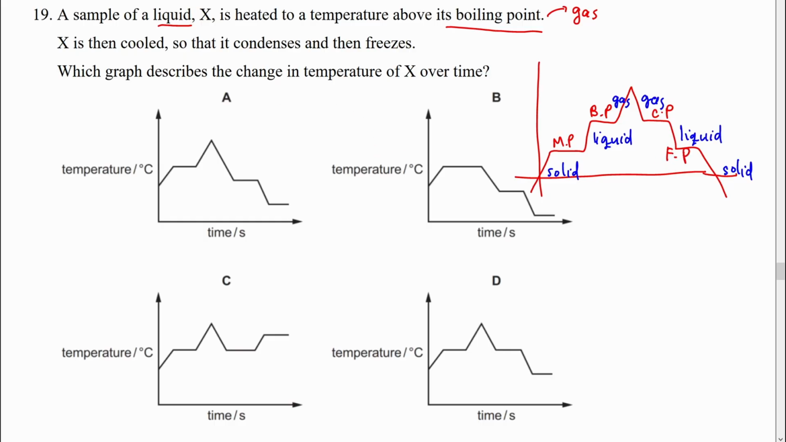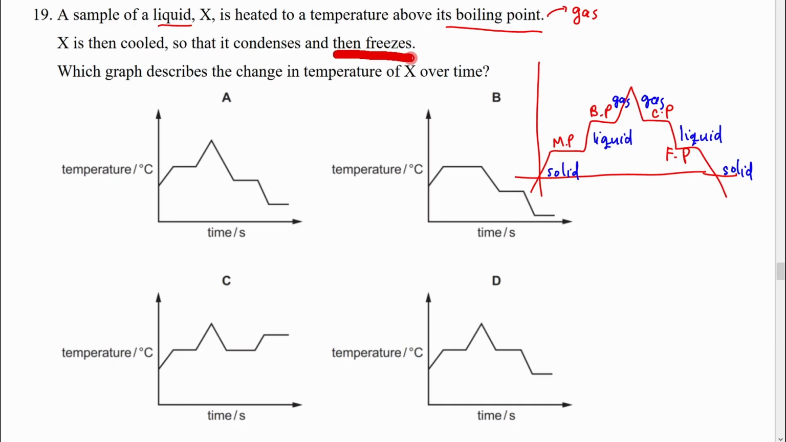Now, let's see the statement again. After the liquid X is heated to a temperature above its boiling point, it's going to be a gas. Then it is cooled down from gas into liquid, so of course it will reach its condensation point. Remember, the boiling point is the same as the condensation point, so the line here should be the same as this line. Then the liquid is in here. The melting point is at the same height as the freezing point, and then it turns to solid because it then freezes.